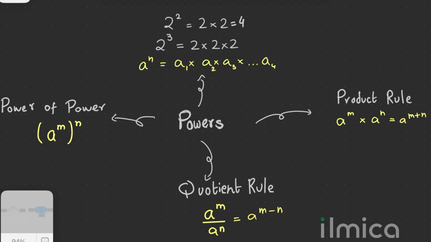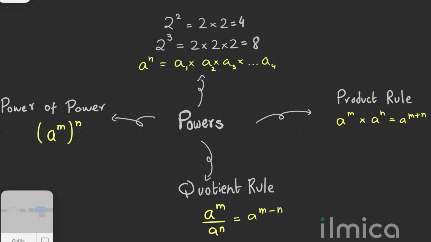Similarly, we could have other powers, let's say 2 raised to the power of 3. Now again, since 2 raised to the power 2 meant 2 times 2, 2 raised to the power of 3 meant 2 times 2 times 2, which is going to be equal to 8.